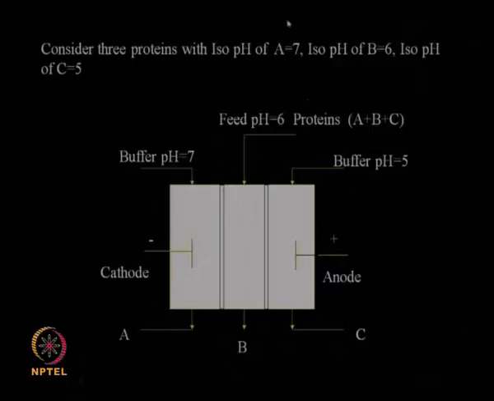Now consider a very simple system. I have 3 proteins: protein A has an isoelectric pH of 7, protein B has an isoelectric pH of 6, and protein C has an isoelectric pH of 5. So C is 5, B is 6 and A is 7. Imagine I have a mixture of all these 3 proteins and I am feeding at a pH of 6. So protein B will not have any charge, that means it will be neutral at this particular pH, whereas the other 2 proteins of course will have charge because they are not at their isoelectric points.